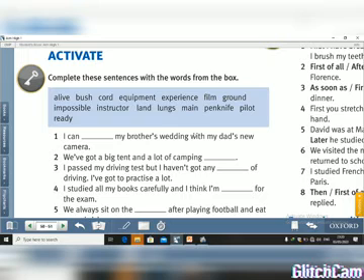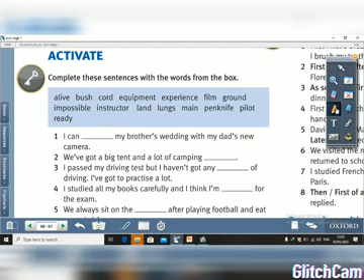Complete the sentence with the words from the box: alive, push, cord, equipment, experience, film, ground, possible, instructor, land, lungs, main, penknife, pilot, ready. Okay, number one. Let's solve them together. I can film my brother's wedding. Where's my daddy's new camera? Yes, I can film. Okay, number one, I can film.